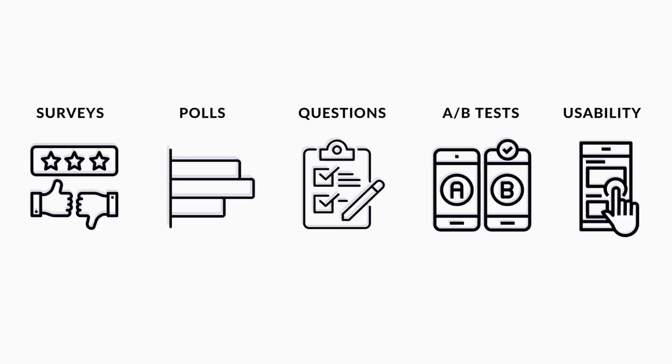Now that you have a better understanding between the two types of research, how do you collect quantitative and qualitative data? For quantitative data, you can use surveys, polls, questionnaires, A/B testing, and usability testing research methods. Measure numerical data by asking close-ended or multiple choice questions.